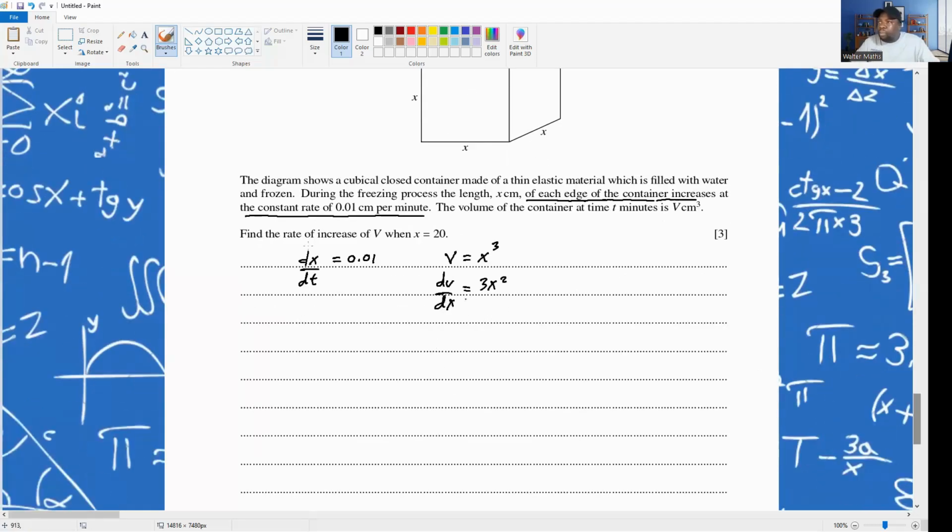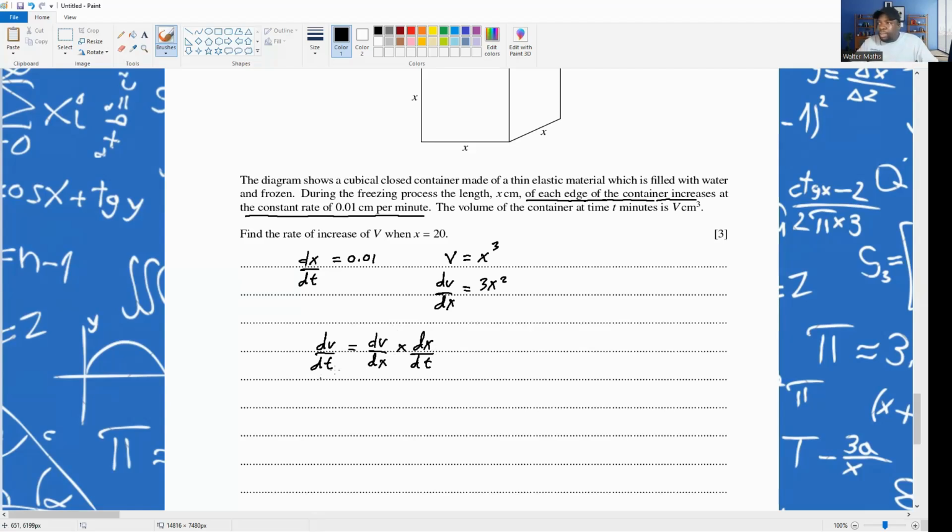With what we have, we now have dx by dt. We now have an expression for dV by dx. And the question says we should find the rate of increase of V, which is dV by dt. So we can apply the chain rule and say that this is the same as dV by dx times dx by dt. All right, so that's the chain rule here. And if you look at the dx's, they would kind of cancel.